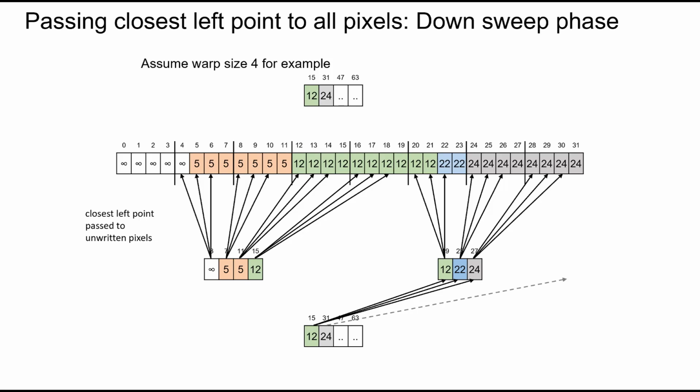For both phases, the trees are height log to the base warp size of n, and at most n warps are used in each phase. This leads to order n work and order log n time complexity for the 1D closest point problem.